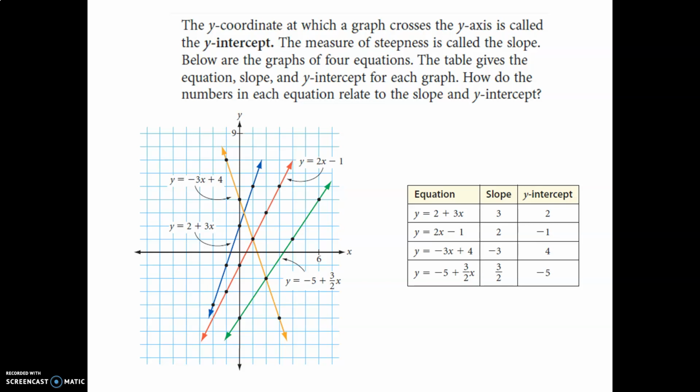Below are the graphs of 4 equations. The table gives the equation, the slope, and the y-intercept for each graph. How do the numbers in each equation relate to the slope and the y-intercept?